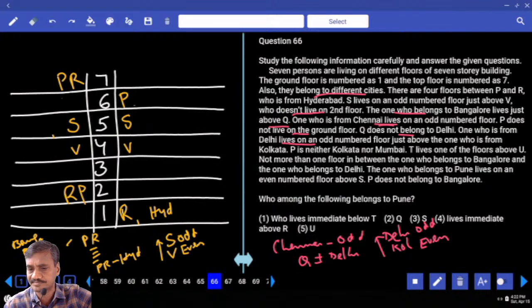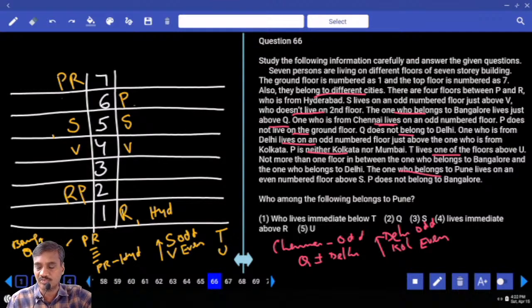And next, P is neither from Kolkata nor from Mumbai. Now P, Kolkata and Mumbai is ruled out. T lives on one of the floors above P. And not more than 1 floor between Bangalore and the one who belongs to Delhi. Now between Bangalore and Delhi, not more than 1. That means maybe 0 or 1 in between these 2.